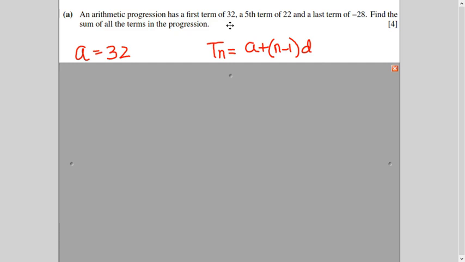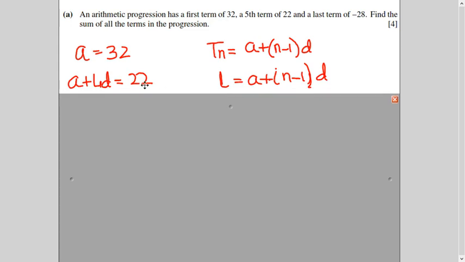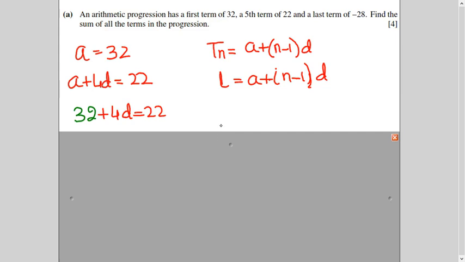First of all, the first term is given to you, 32, it is here. And the fifth term, so the fifth term will be what? a plus 5 minus 1 is 4, so a plus 4d equals 22, right? So these two pieces of information we have written here. And the last term is minus 28, so this whole thing equals minus 28. I told you this formula is for the last term and for any particular term. So it will be minus 28.